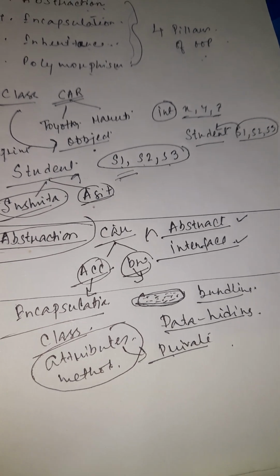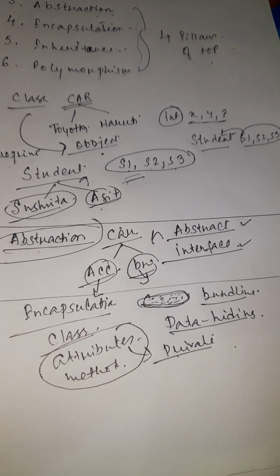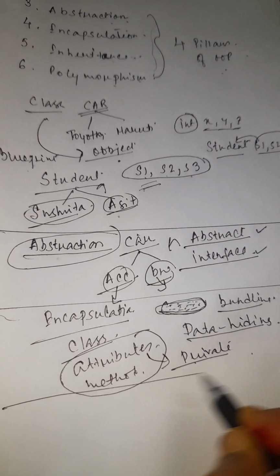Only where you declared it, only there can you access these private members. This part is known as encapsulation.